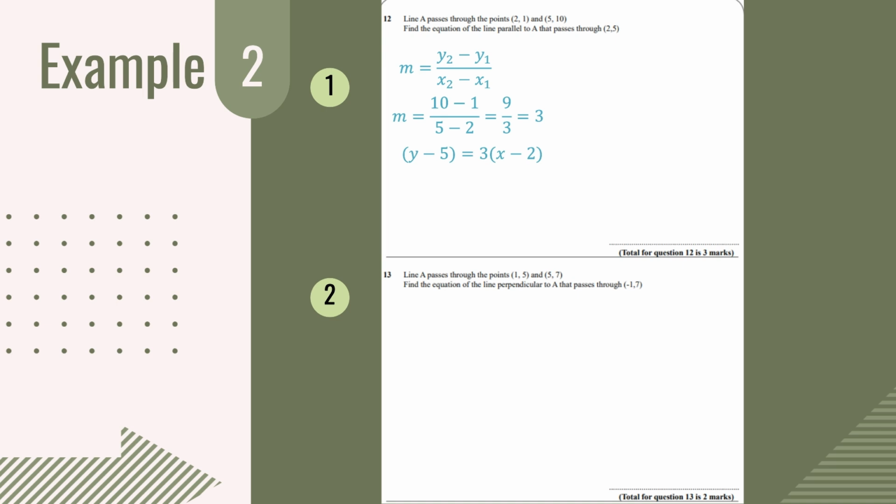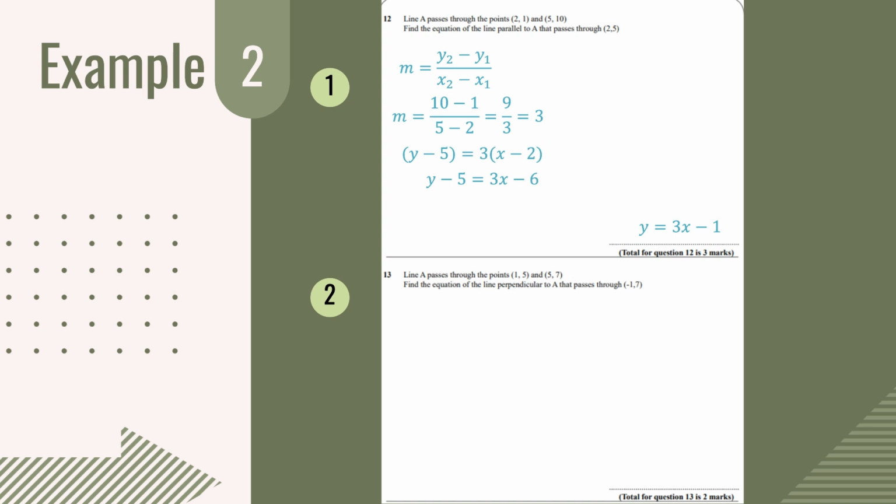So now we sub in our gradient to our equation. So we do y minus 5 equals 3 bracket x minus 2. So y minus 5 equals 3x minus 6, meaning y equals 3x minus 1.